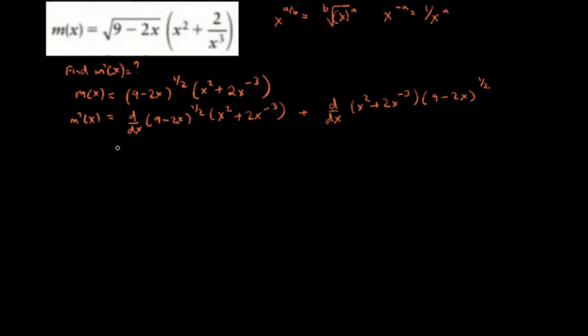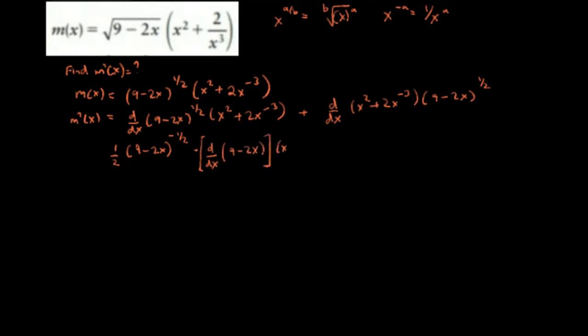Okay, so we're going to utilize the chain rule here, so we get 1/2 times 9 minus 2x. So it's really important to work through this slowly. It's really easy to make a mistake here. Negative 1/2. Then I'm going to do the derivative of the inside, right? So I'm just going to separate this: 9 minus 2x.